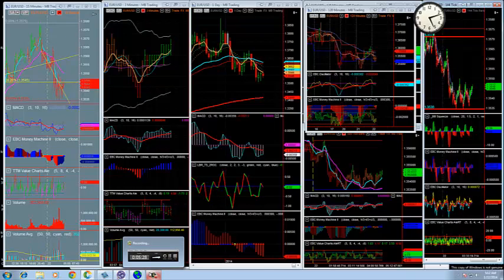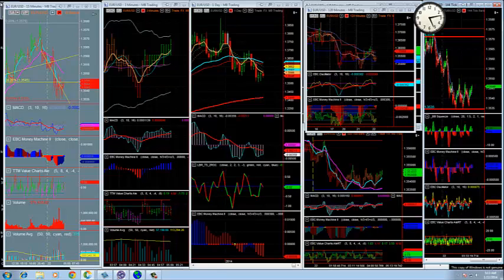Hmm. Looks like we're getting that breakout now. Okay. So it's showing resilience up here, and I like the pattern. So again, this could be that reversal on this 15-minute.